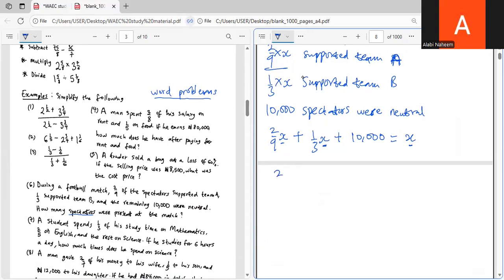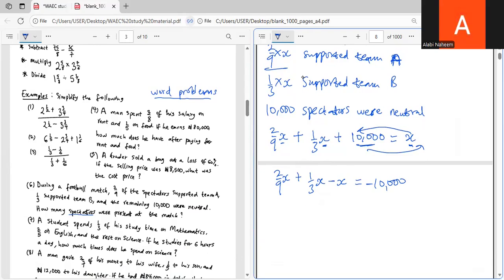So we can have 2/9x plus 1/3x, right? Let's take this x to the other side here. So it becomes minus x equal to 10,000. Take it to the other side, it becomes minus 10,000. So we've already collected like terms this way. We have all x's on one side and the constants on the other side.